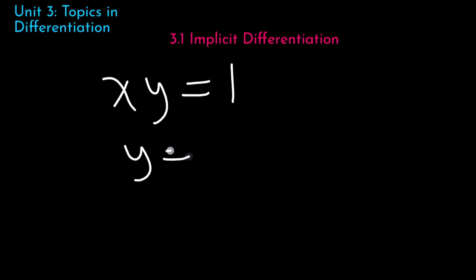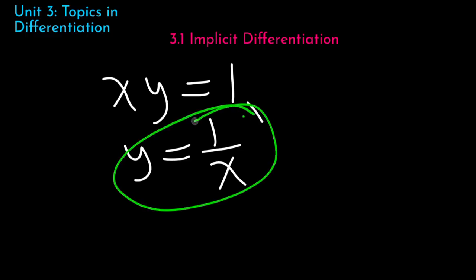Let's start off with this example. x times y equals 1. This can be simplified to y equals 1 over x. Now, what we want to do is find the derivative of this whole thing, right? And in order to do that, lots of times we're going to have crazy variables like z equals 1 over t or something.